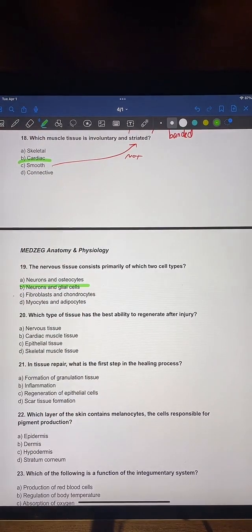Awesome. It is B. It is neurons and glial cells. Neurons are our primary cell, the basic functional unit of the nervous system. Glial cells are what provide support, protection, and nourishment for neurons. For A, osteocytes are bone cells. Fibroblasts and chondrocytes are connective tissue cells. Myocytes are muscle cells, and adipocytes are fat cells.